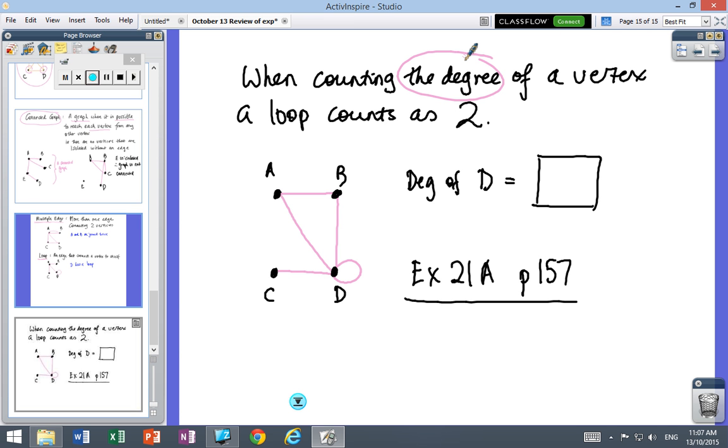Okay, so when counting the degree of a vertex, because a loop has an in and an out, a loop counts as 2 for that vertex. So for instance, A is okay, doesn't have a loop, but D has 3 lines joining it from the outside, and it has a loop that joins it to itself, so the degree of D is 5.